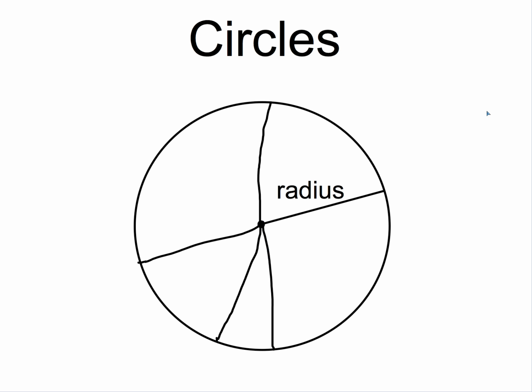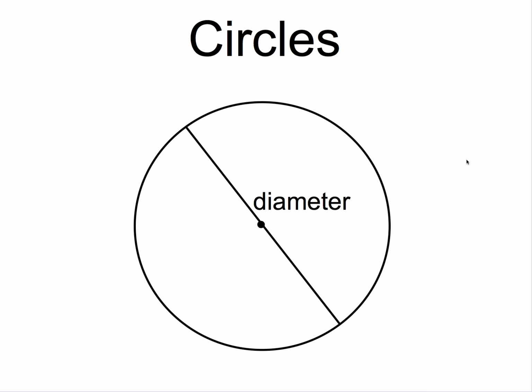There's an infinite amount. And same thing with the diameter. The diameter goes from one side to the other, but it's got to go through the center. Now remember that, again, there's an infinite amount of diameters, so there can be anywhere throughout the circle. These are all diameters. Okay, so keep that in mind when we talk about area here.